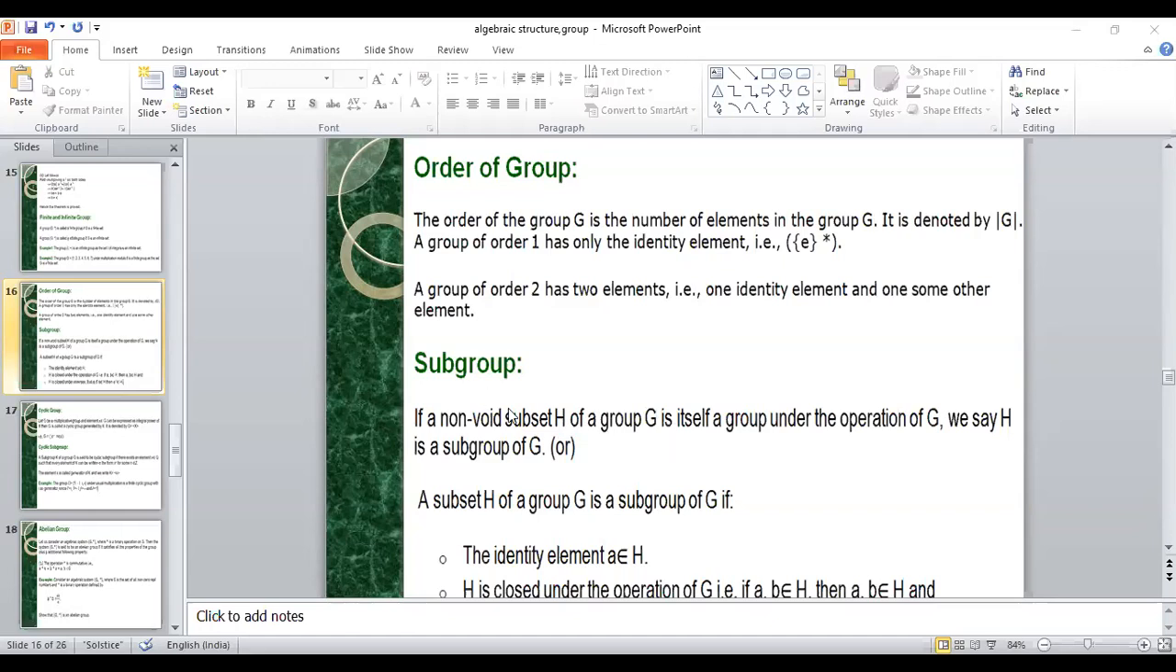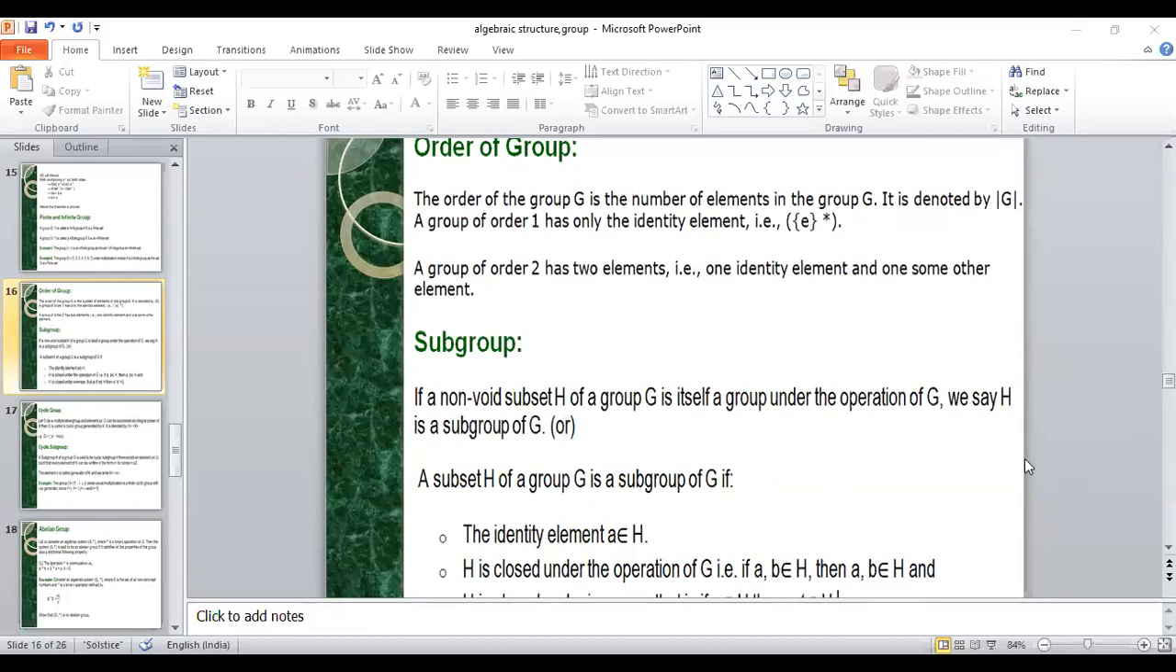Then we say that H is a subgroup of G. Or another definition: a subset H of a group G is a subgroup of G if the identity element e belongs to H. Okay, we refer to the identity element with e, so here by mistake I wrote a. So the identity element e belongs to H and H is closed under the operation of G.